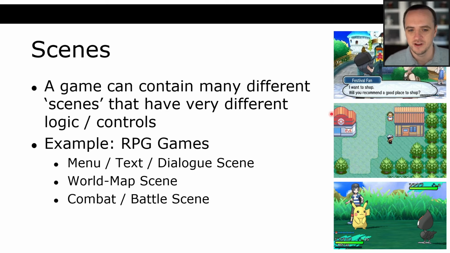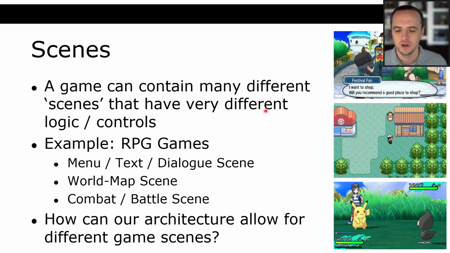Then, once we're done with the dialogue, maybe it transitions us into a different scene where we're walking around on a world map, right? So I'm transitioning from a world map to a town, maybe I'm walking through a forest, something like that. And then when a random battle occurs, now I'm in a combat scene where the game logic and the game controls are very, very different. So, how can we modify our architecture to allow for different game scenes? That's what we're going to do now.